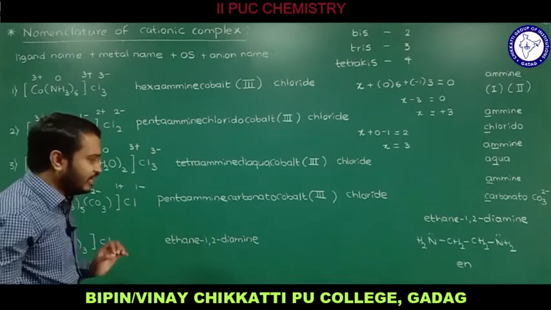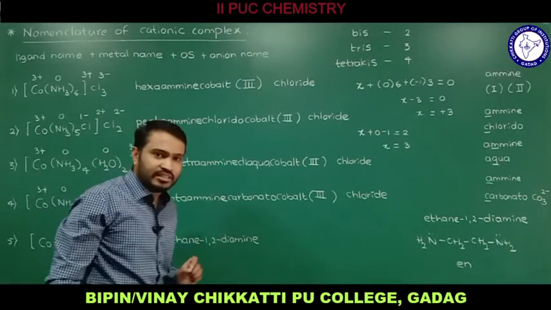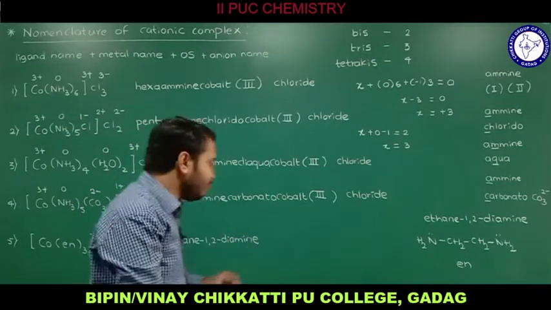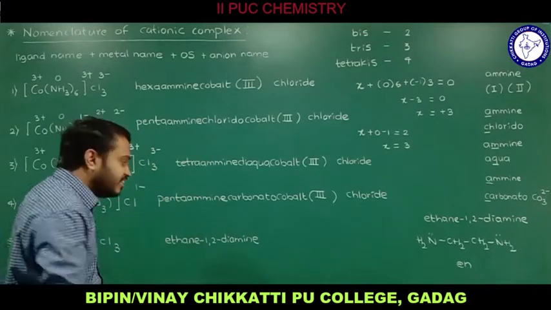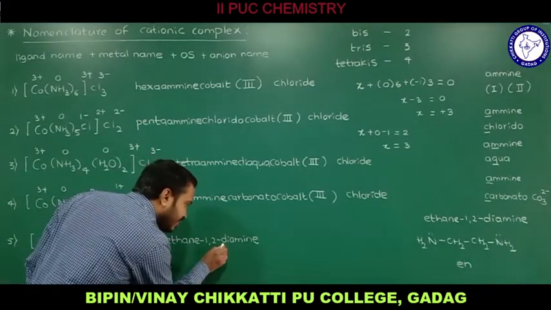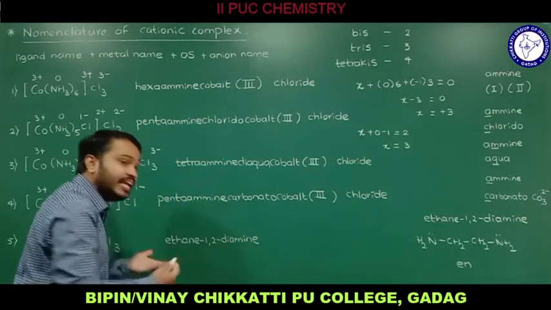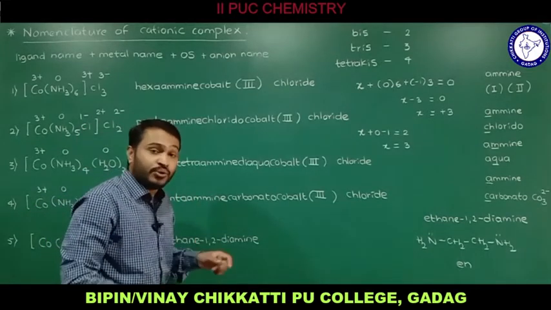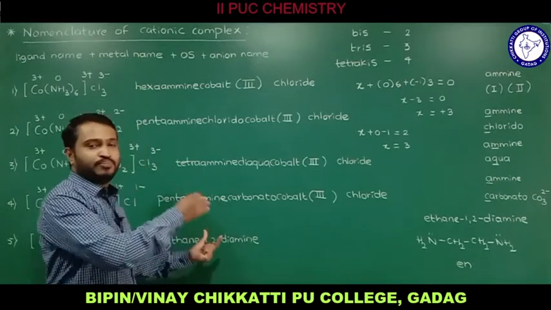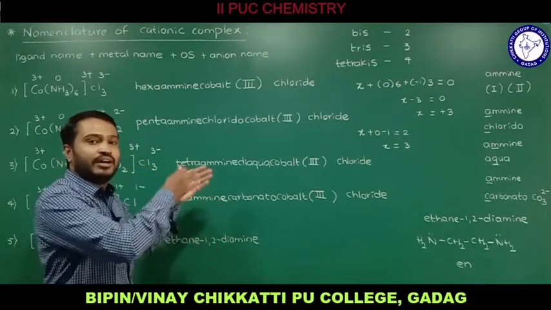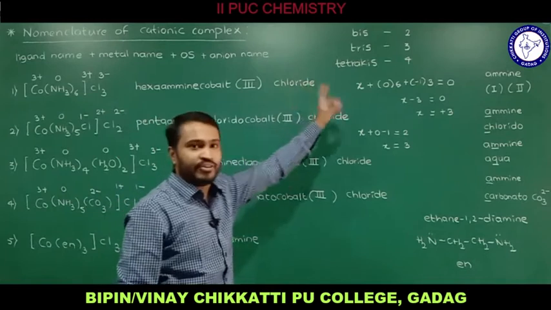So I will tell you the rule. This is the ligand name, isn't it? Just observe the ligand name. In the ligand name itself we have a prefix. Just see, in diamine, di is also a prefix. So if in the ligand name itself we have a prefix, then we are supposed to not use the regular prefixes. This kind of prefixes has to be used.